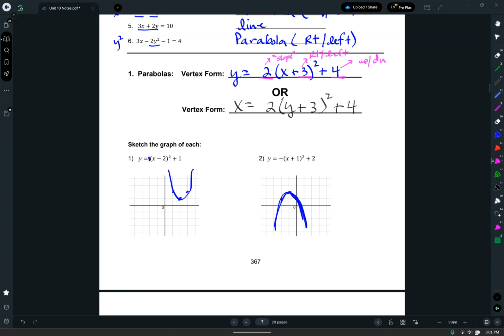And just like in the other one, these numbers tell us something about the parabola. And the fact that it's the y on the inside, that's how I know it's going to open either to the right or to the left. And I showed you a picture of that earlier. If it opens to the right, it goes that direction. If it opens to the left, it goes that direction. Okay?